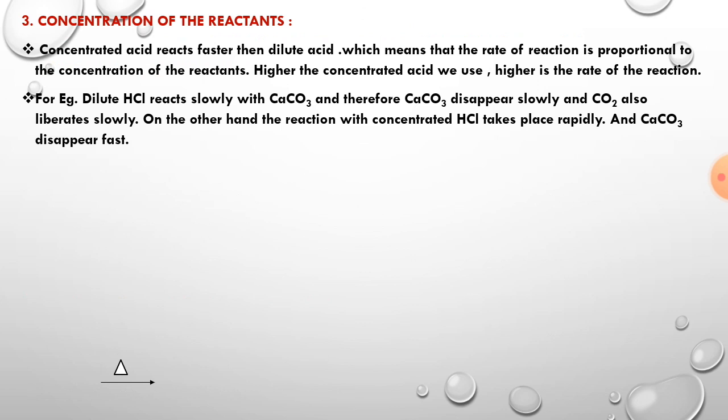Okay, for example, dilute HCl reacts slowly with CaCO3 and therefore CaCO3 disappears slowly and CO2 also liberates slowly. On the other hand, the reaction with concentrated HCl takes place rapidly and CaCO3 disappears fast. So here you have to remember only one thing, that concentrated acid reacts faster than the dilute acid.